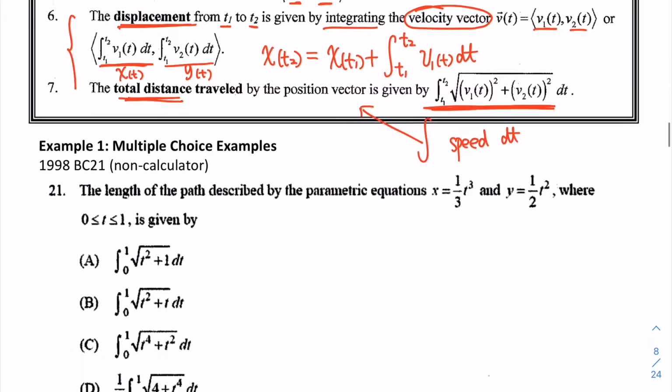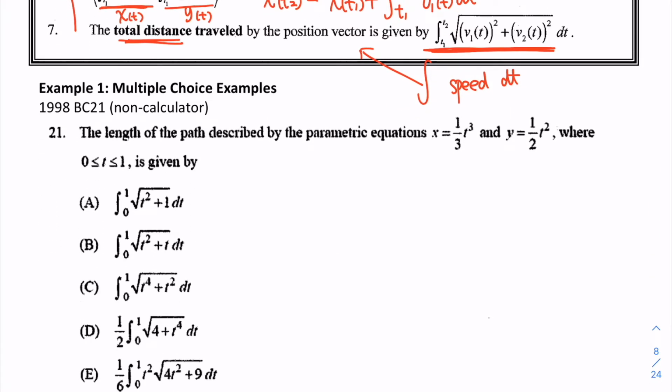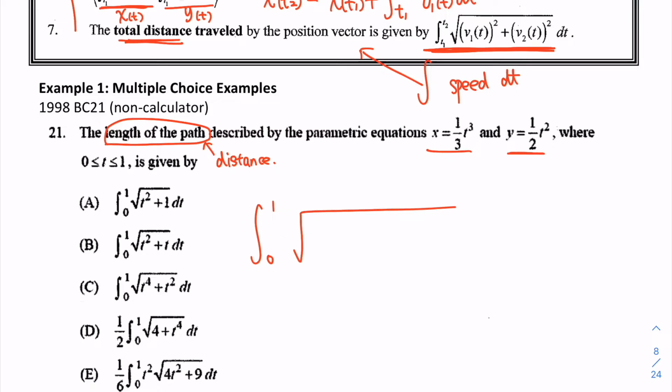Let's have a look at example 1. Given x and y as parametric equations, find the length of the path. So this is the arc length formula, the same thing as the distance. The distance, arc length formula from 0 to 1, square root of dx/dt, which is t squared, plus dy/dt, which is t squared, dt. So the answer will be C.